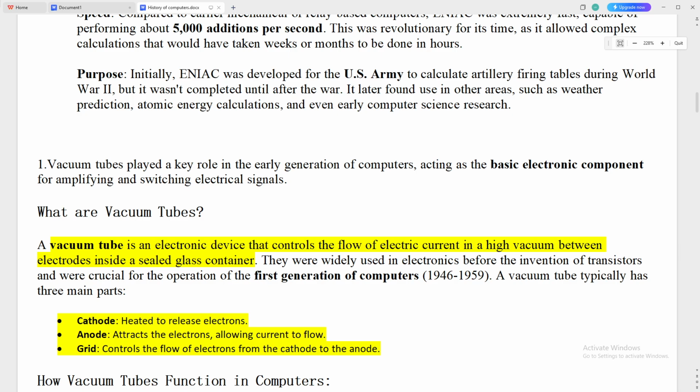Now, vacuum tubes played a key role in earlier generations of computers, acting as a basic electronic component for amplifying and switching electrical signals. Now the question arising in all your minds, and even a general person's mind, is: what are vacuum tubes, what are they really? Because of them we are able to process a high amount of data.